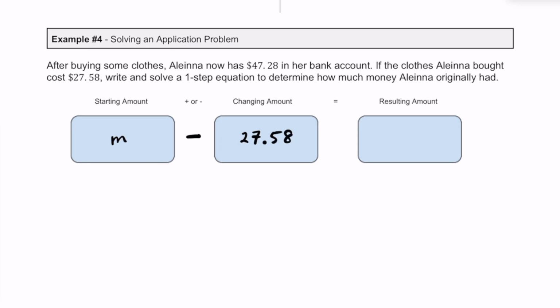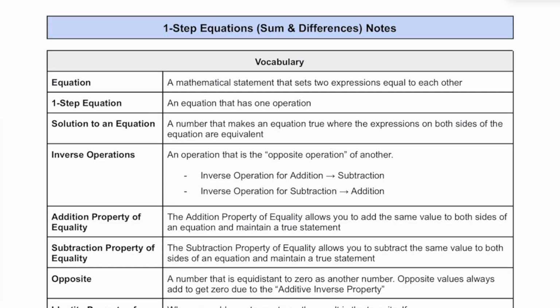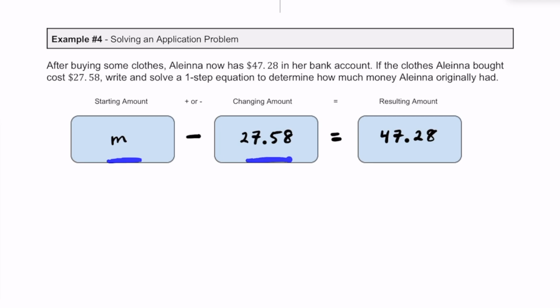When you spend money, that amount in your pocket kind of goes down, right? But what's the resulting amount? How much does Elena have after shopping? Well, the problem does say that Elena now has $47.28. That's the resulting amount after she goes shopping here. So $47.28 is how much is left after shopping. So we had some unknown that Elena started with, but they went shopping, so we're subtracting money. However, we end up with this much in their pocket or bank account, right?